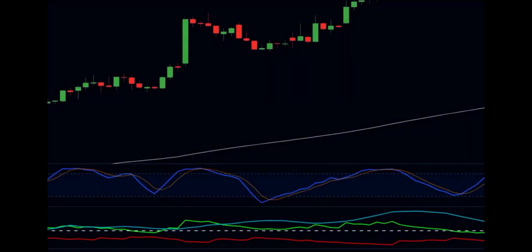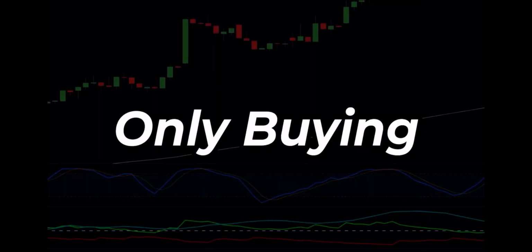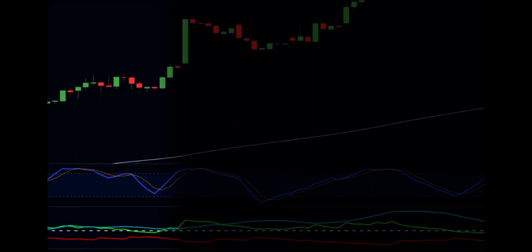Let's look at a buy trade to understand this strategy. So here on this chart we can clearly see that the price was trading above the 200 period EMA. And the EMA was also sloped upwards. So we are in an uptrend. If you remember, we will only look for buying opportunities in an uptrend.